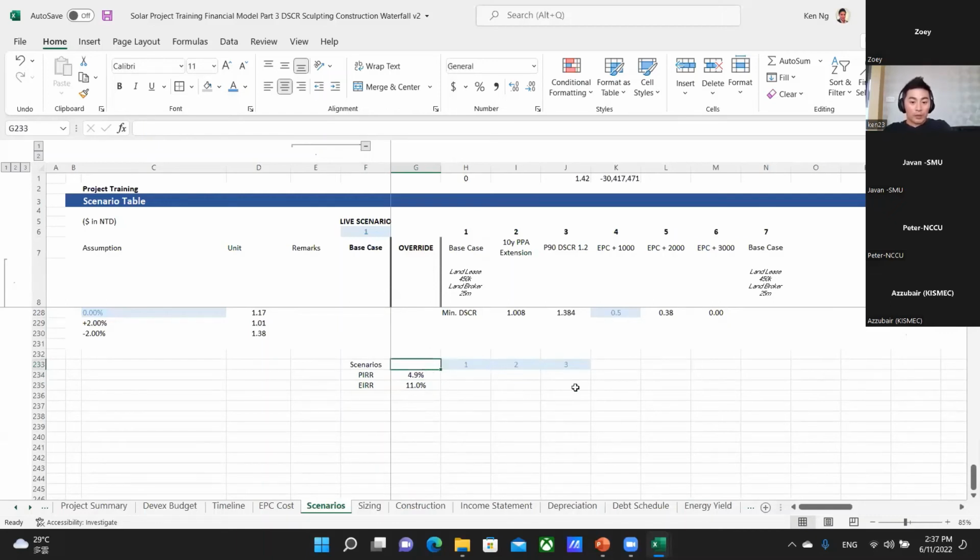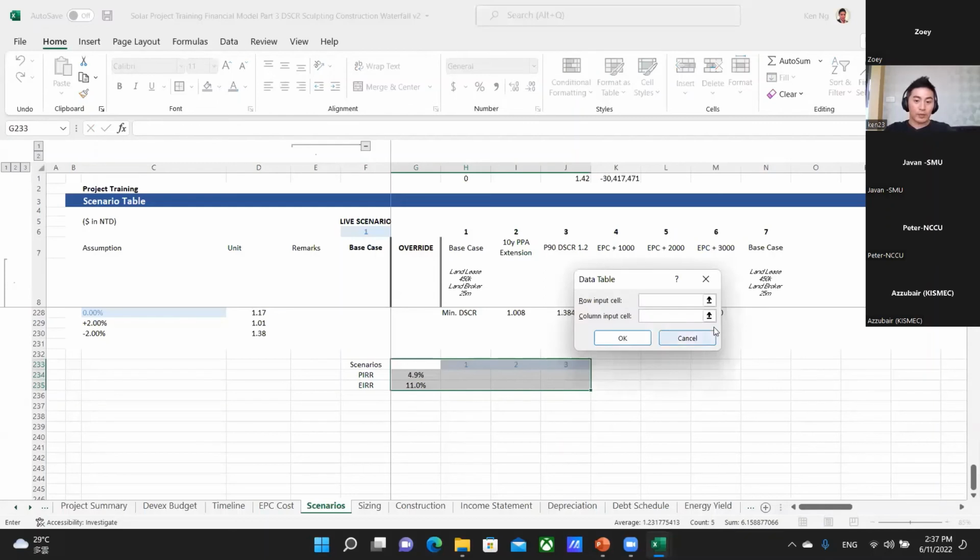So then what we do is you put the outputs that you want to display in the data table here, right? So let's say we want to do the project returns and the equity returns. And then we basically select the entire table. We go Alt-D for data, T for tables.